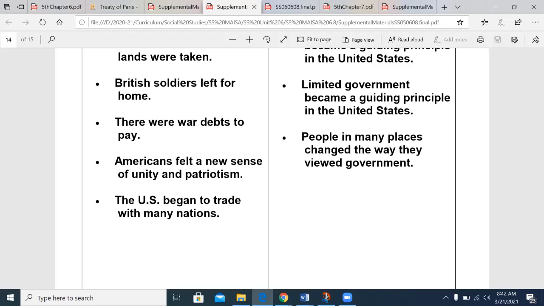Americans felt a new sense of unity and patriotism. Realistically, prior to this point, each of the colonies was its own independent idea. And that really holds true largely until the Civil War. People viewed themselves as Virginians or New Yorkers or whatever state they may be from. We start trying to unify the country into one solid entity, and the U.S. begins to trade with many nations.